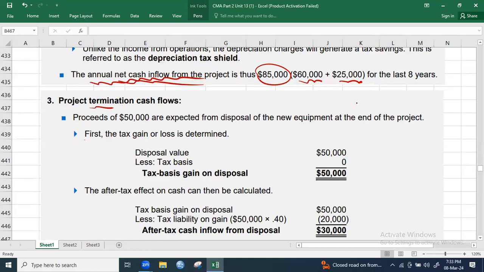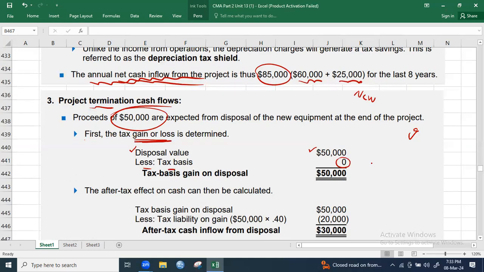First thing, he told you, for example, the new asset which you bought at the start of the project, you sold it for 50,000. Let's say this is the sale price. So I'll do the same process. First I'll calculate the gain or loss on disposal, in a similar way as we have done earlier. Gain or loss, how do you calculate? You take the disposal value, for example I sold this asset for 50,000, minus tax base.